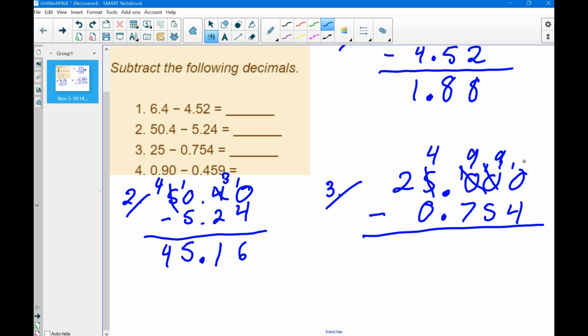And then I'm subtracting. 10 minus 4 gives us 6. 9 minus 5 gives us 4. 9 minus 7 gives us a 2. And the 4 pops down, and the 2 pops down. And that's it. How do we feel about those? Doing pretty good. It's the same as addition. As long as you line up your decimals, it's just the same as the normal subtraction you did in school.